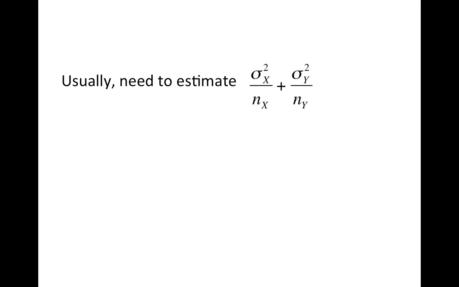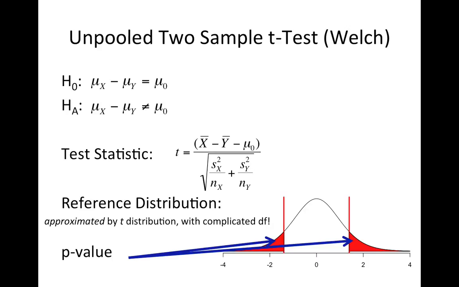Now, of course, usually we need to estimate this variance because we don't know the variance in the first population or the variance in the second population. Okay, so there's a couple ways to do that. One way to do that, I like to call the unpooled two-sample t-test. You'll sometimes hear this called Welch's test.